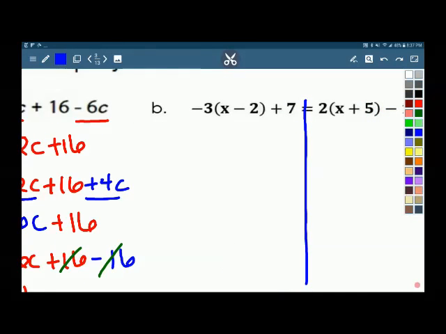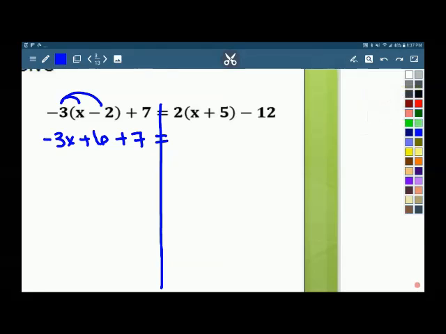So I'm going to distribute that -3 into the x and to the -2. -3 times positive x is -3x. And then -3 times -2 is positive 6. Don't forget to drop down that positive 7. And the equal sign.